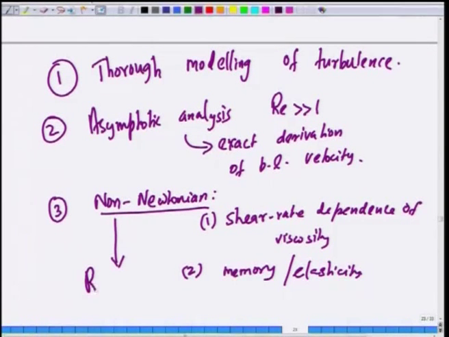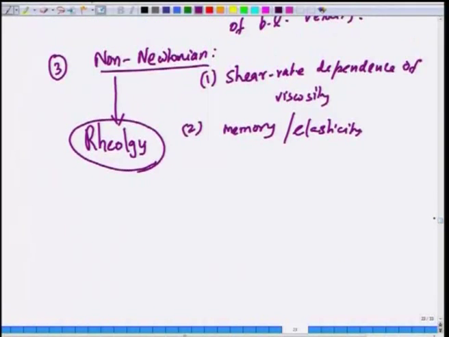That branch of mechanics that deals with deformation of more complex materials is called rheology. So, there is a lot of focus on understanding the rheological behavior of complex fluids, because it has an important bearing on the processing of such fluids. And another related topic is multi-phase flow.